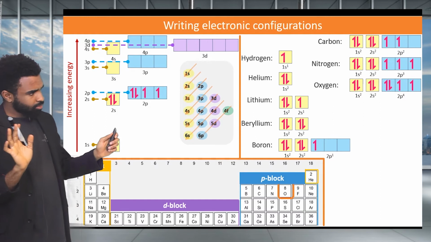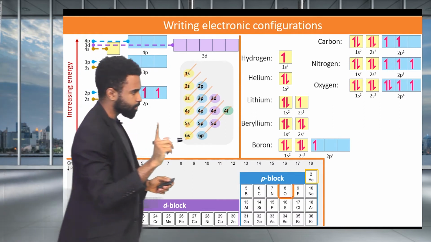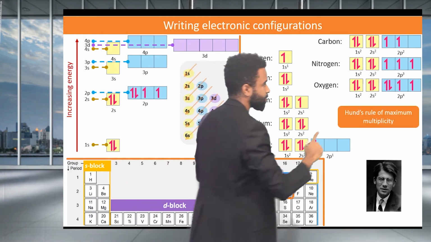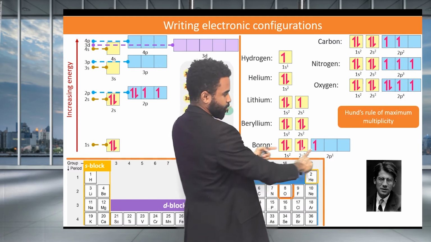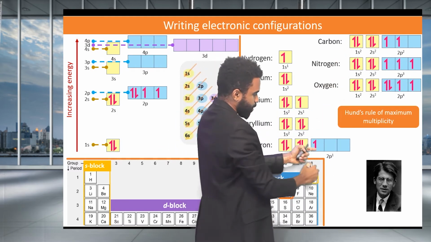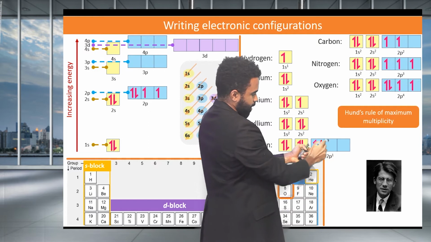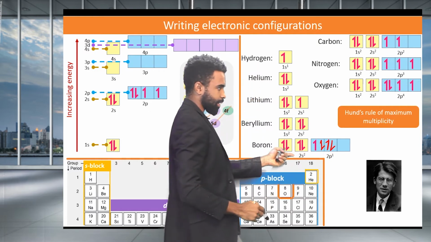But let's pause. Because wait a minute. Here we went from boron, 2p1, to 2p2. Why didn't we just put the second electron here? And then do that, and then do that, or so on like that?